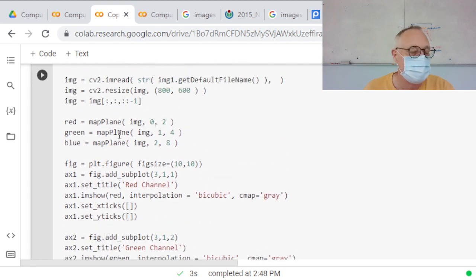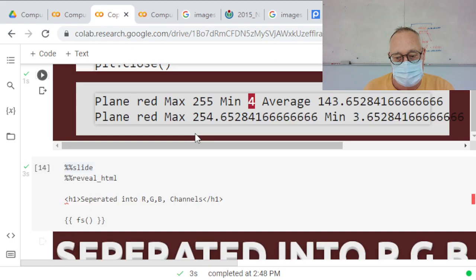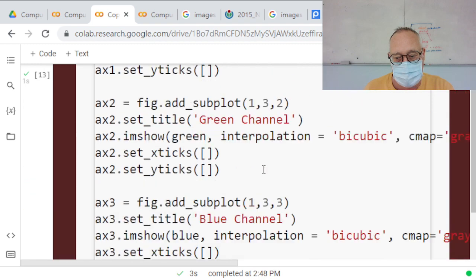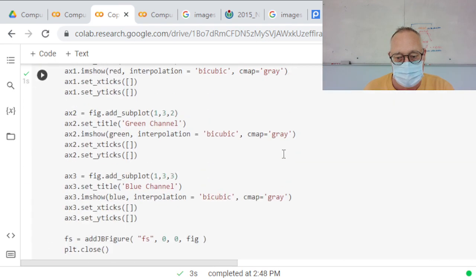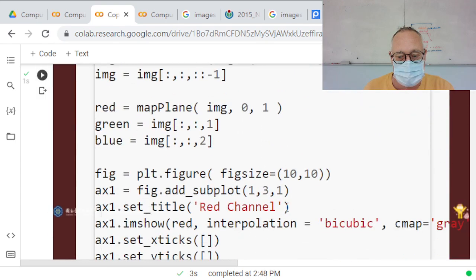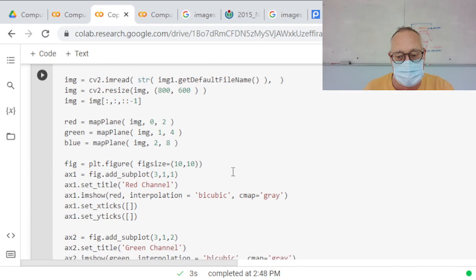So here we have our original image, and now if I take the red channel and I compress it by 2, then the dynamic range is going to be much less, and the green channel I compress by 4, and the blue channel I can compress by 8.